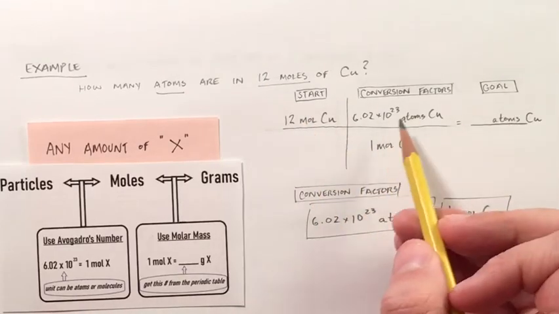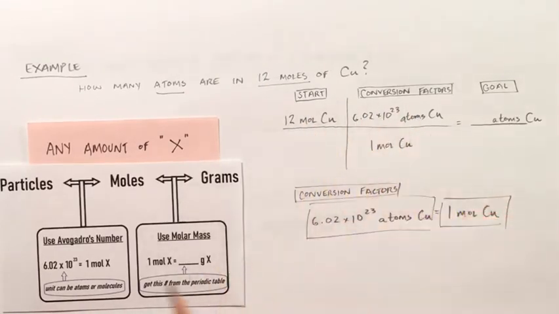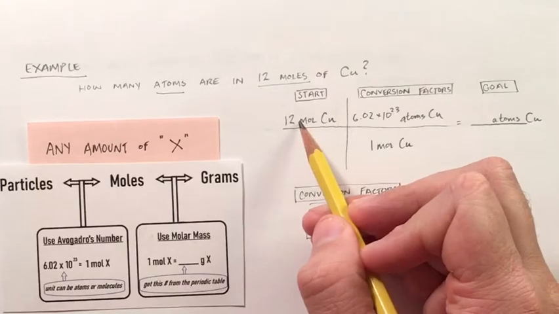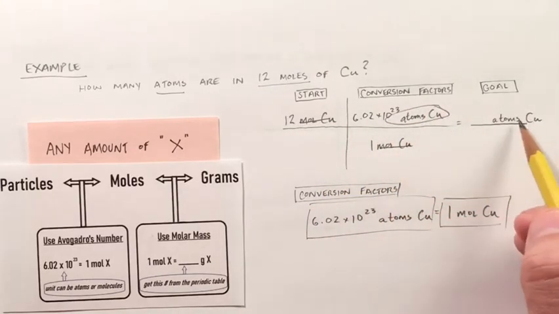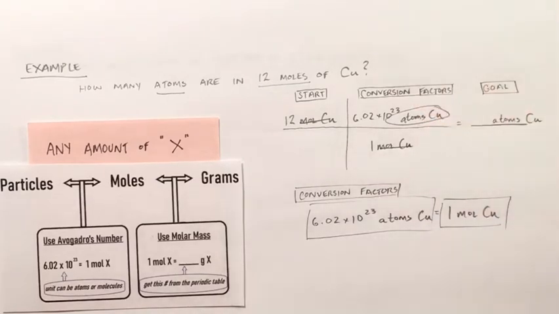Just looking at the units, don't worry about any of the numbers here or doing any math yet. We see that moles of copper cancel out. We're left with atoms of copper. That is our goal unit, so we are good with our conversion factors. We've lined everything up the right way. Now all we need to do is the math.